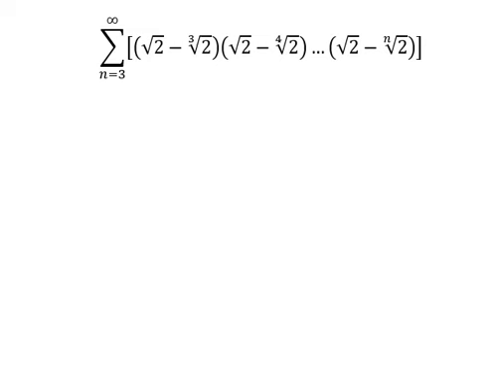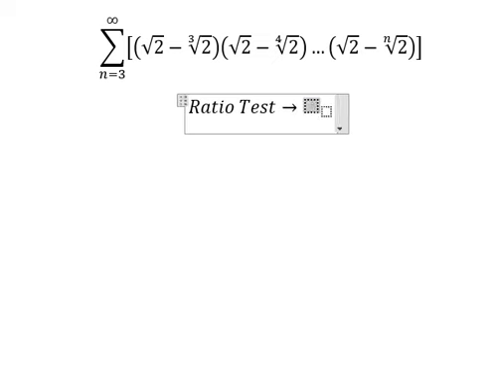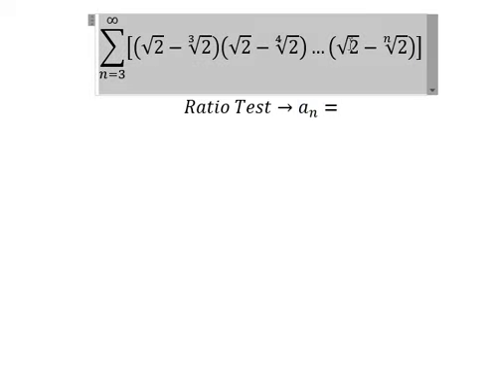So today I want to show you how to answer. We want to find the convergent and divergent. So we can use the ratio test. So I will put a_n. That is about this one.